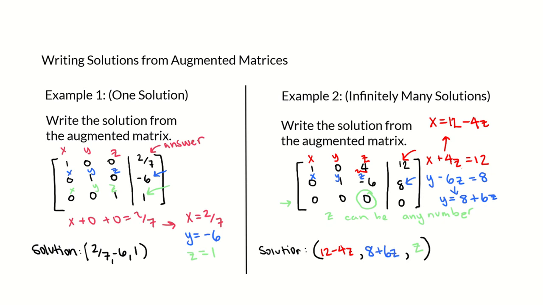So whenever you have a missing one along the diagonal and that whole row is zeros, that means that that variable can be any real number. So in this case, z can be any real number, so we just write z as that part of the coordinate point. And then for the other variables, we will have expressions in terms of that variable. So we end up with this parametrized solution of infinitely many solutions.